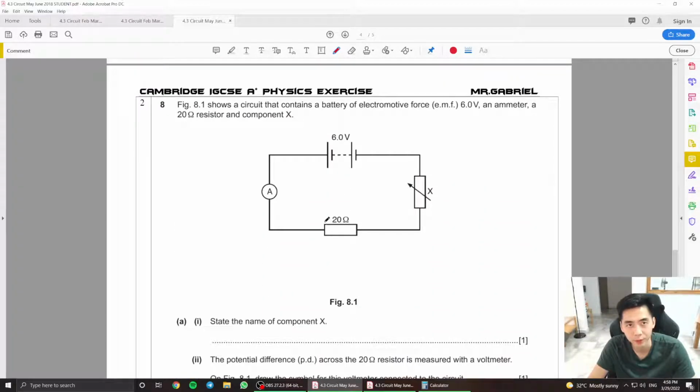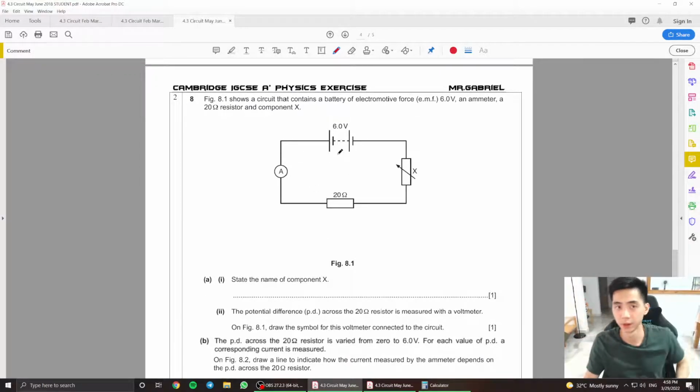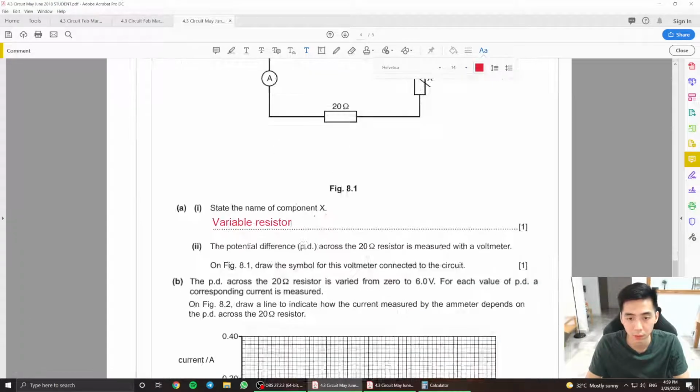Then moving on to the next part. Figure 8.1 shows a circuit that contains a battery of electromotive force 6 volts, an ammeter and a 20 ohm resistor. State the name of component X. This is obviously supposed to be a variable resistor, guys.